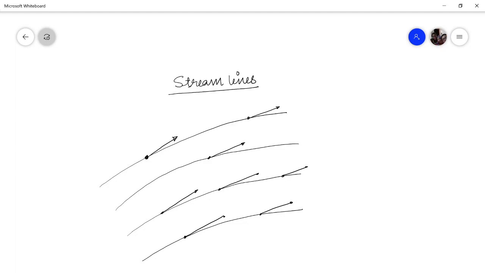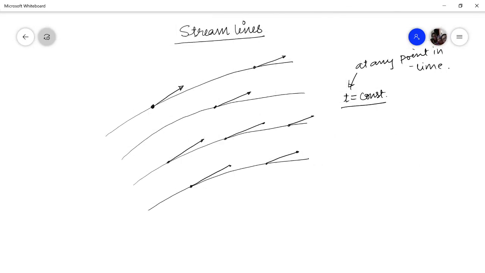So what are streamlines? Streamlines are imaginary lines drawn in the flow field in such a way that at any instant, if I draw a tangent at any particular point, then that tangent will give the direction of the instantaneous velocity vector at that point. So time is a constant, at any particular point in time. So you can see that these streamlines are instantaneous.